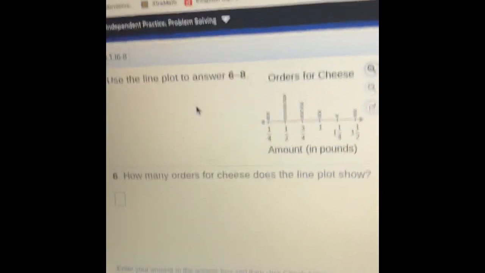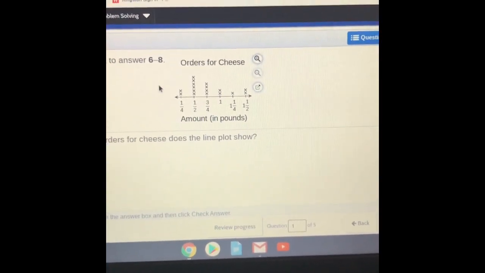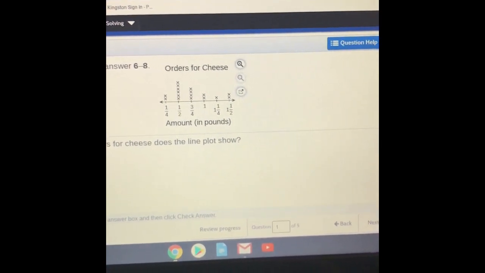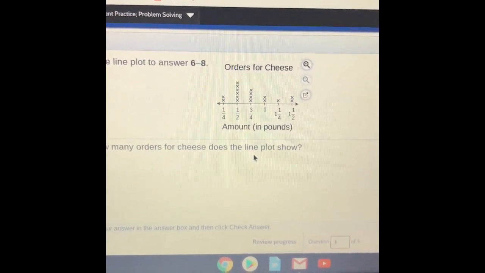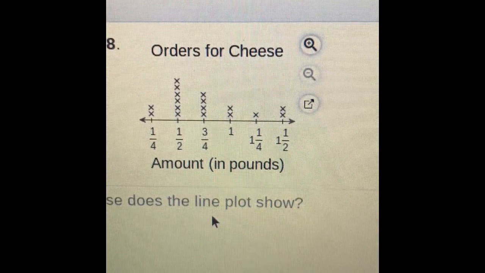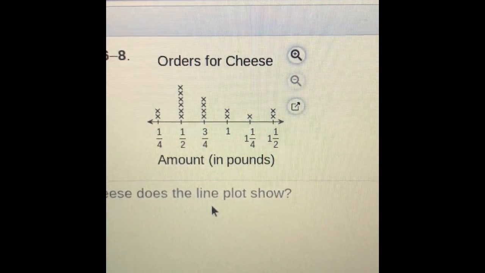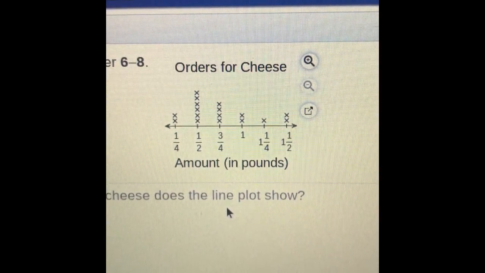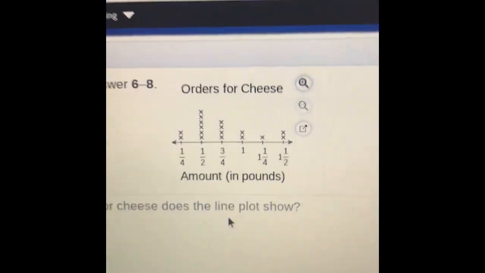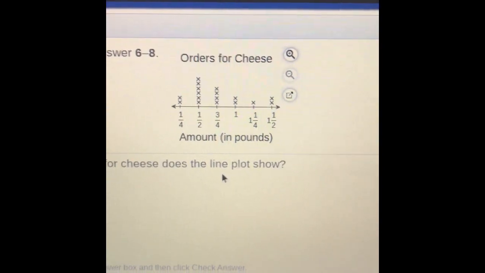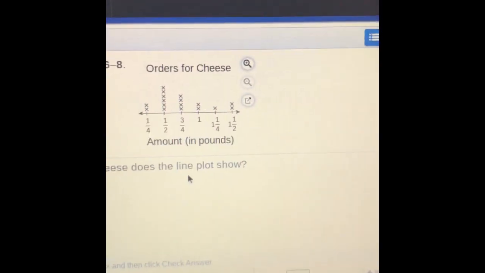But basically, here's your line plot, right? It says orders of cheese, use the line plot to answer questions 6 through 8. How many orders of cheese does the line plot show? Basically, this line plot is talking about orders of cheese, for only God knows what reason. And it's the amount in pounds, right? And so a fourth of a pound, there are 2 people who ordered that. A half a pound, there are 1, 2, 3, 4, 5, 6 people, right? So each X represents 1 order, okay? And so how many orders of cheese does the line plot show? You just count all the X's.